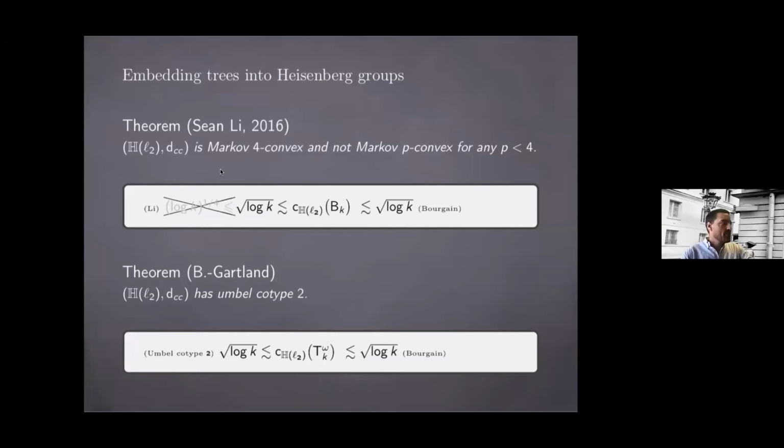Yes, so the reason we called it cotype is because it behaves really like a nonlinear notion of cotype, in the sense that if you have trivial, let's say, Umbel cotype here, you would be able to embed the trees almost isometrically.